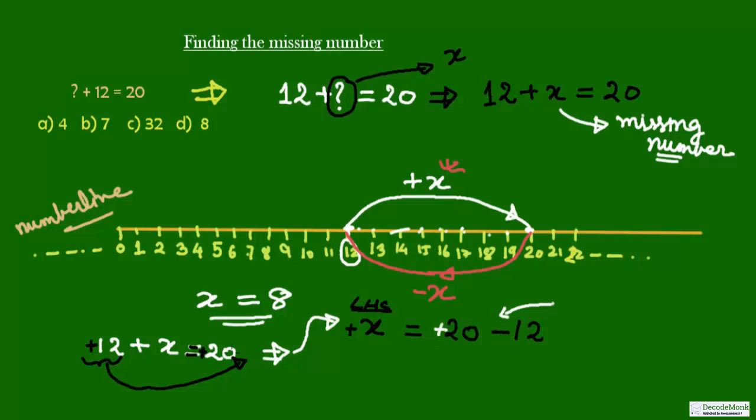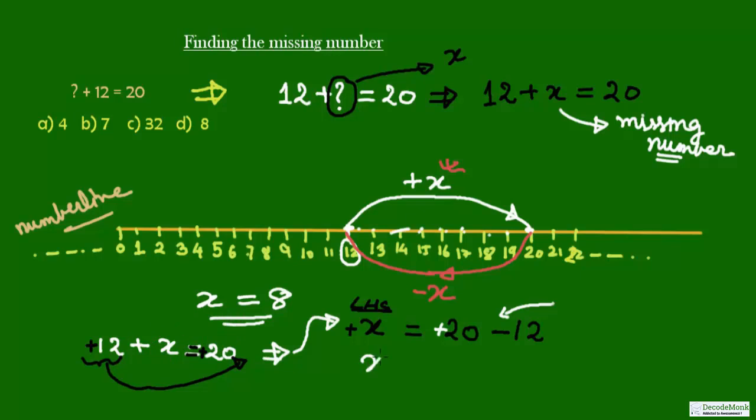The symbol in front of 20 is plus, because there is nothing written in front of it. So plus X equal to plus 20 minus 12. This you can also infer from your logic sense that if adding something to 12 gives you 20, then that something should be equal to 20 minus 12.